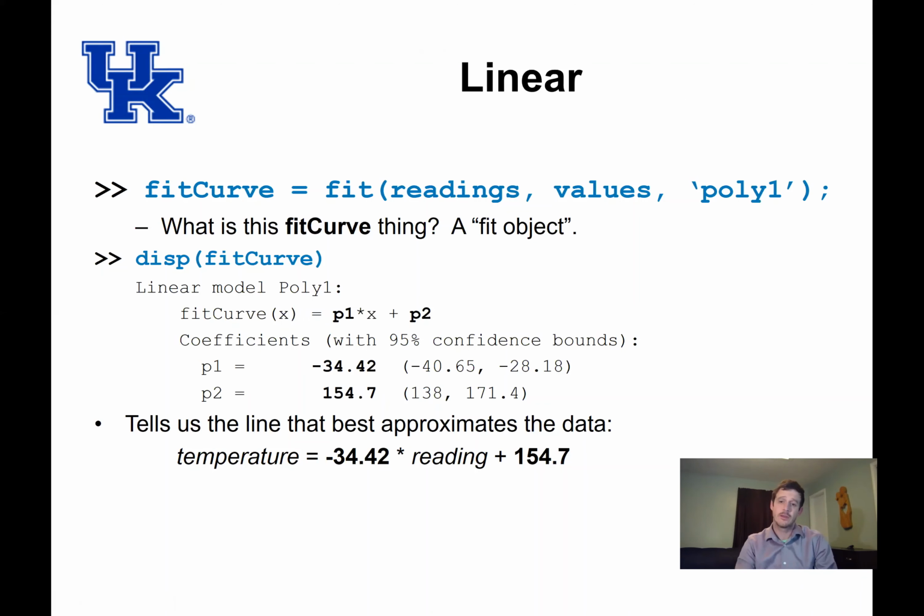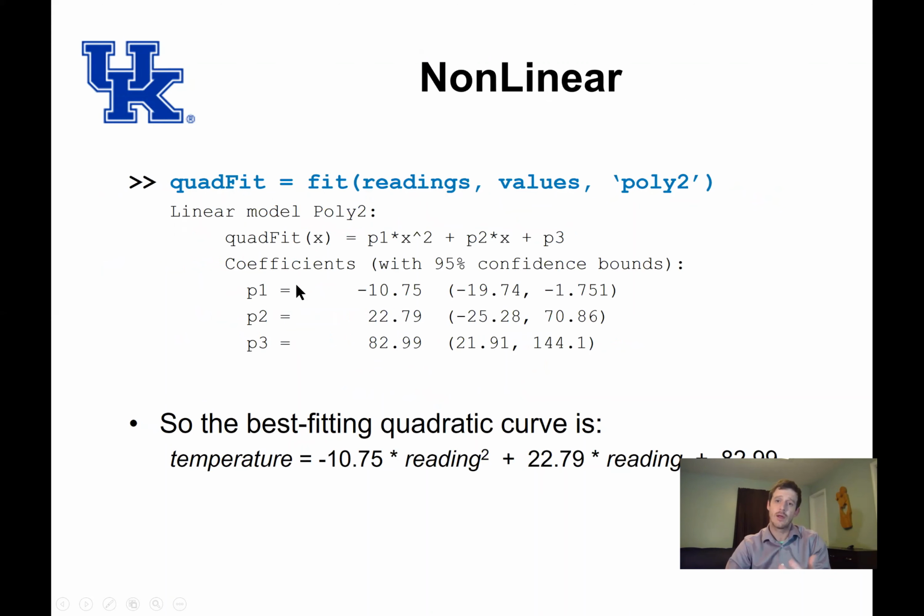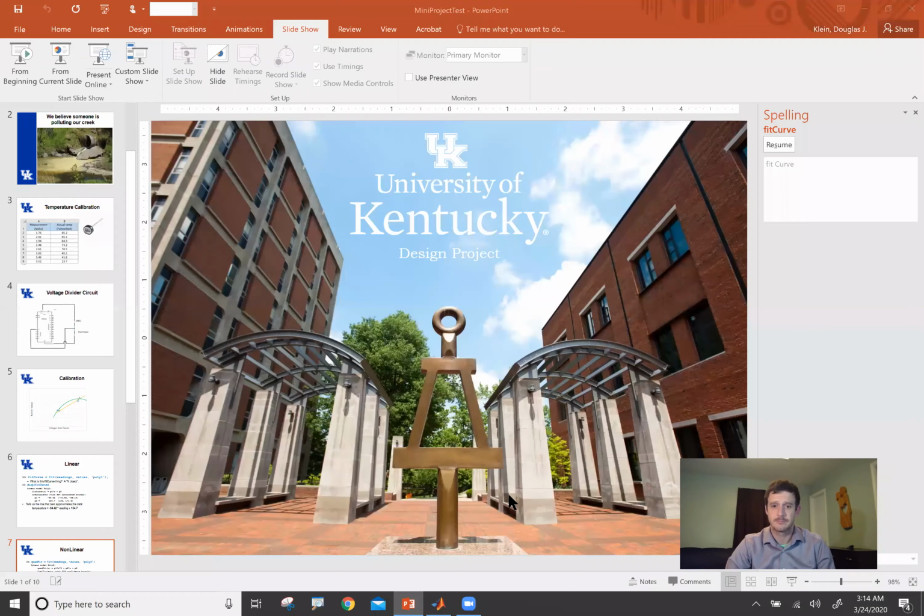So we're going to do that for our linear fit, and then for our nonlinear or quadratic fit, we're going to do the exact same thing. So we're going to detail it as poly 2, and it's going to give us an additional value for it. Let me show you what that looks like within MATLAB.